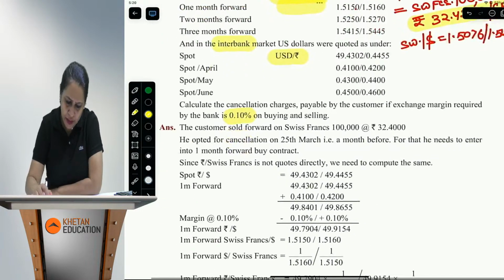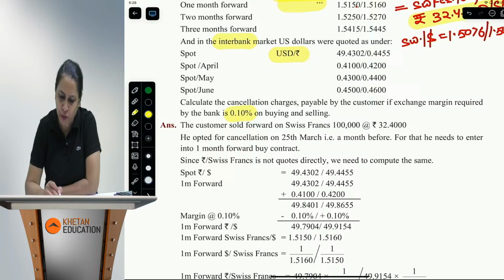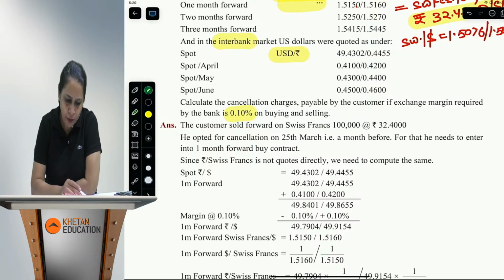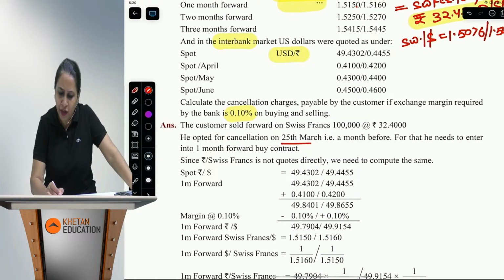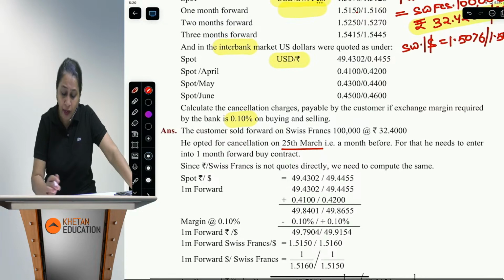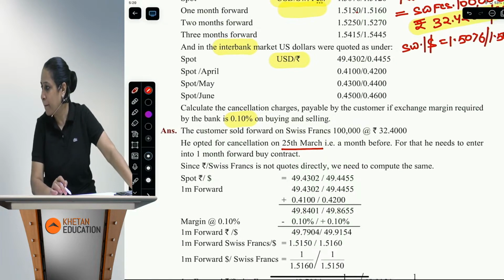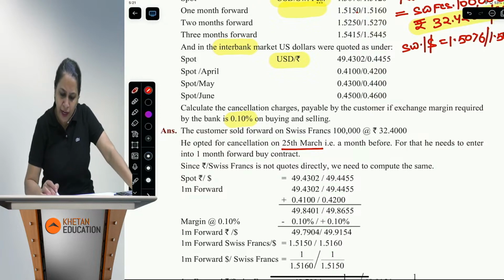Okay, so look at this now. The customer sold forward Swiss franc. Can you see that? Here he opted for cancellation on 25th of March, that is a month before. For that he needs to enter into a 1 month forward buy contract. So here we take the rupee per dollar rate, 49.4302, convert the rates, and add the swap points. This becomes the 1 month forward rate.